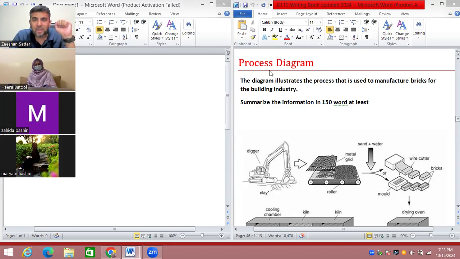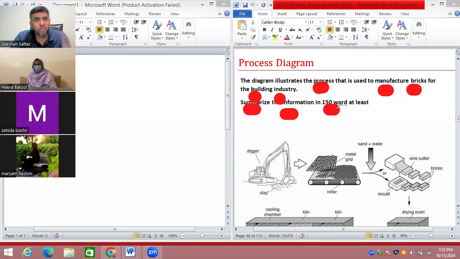The question says that the diagram illustrates the process used to manufacture bricks for the building industry. So it says that the diagram illustrates the process undertaken in the manufacturing of bricks, and it is for the building industry. What we need to do is write a summary of the information in 150 words.